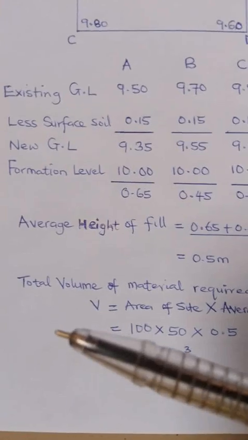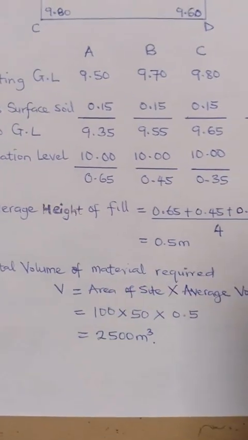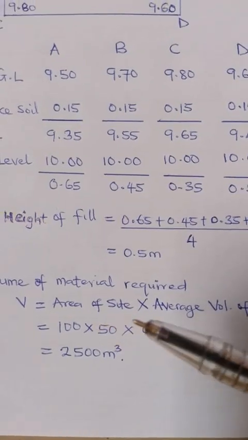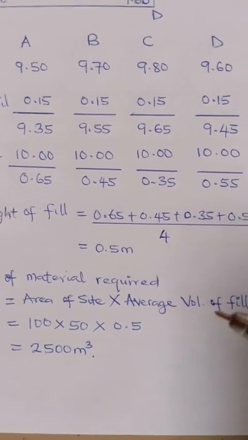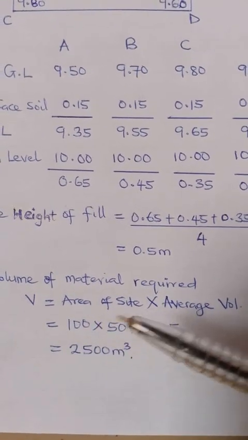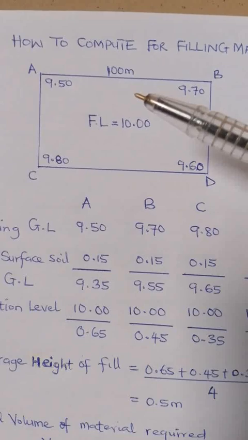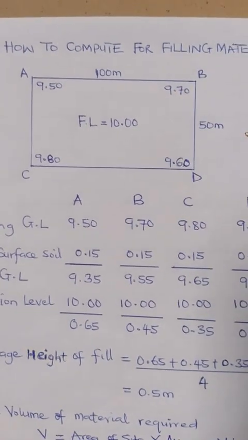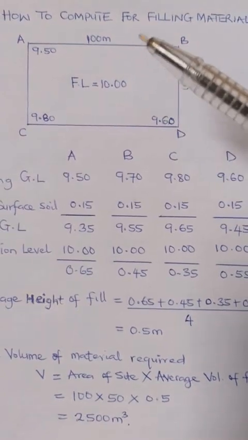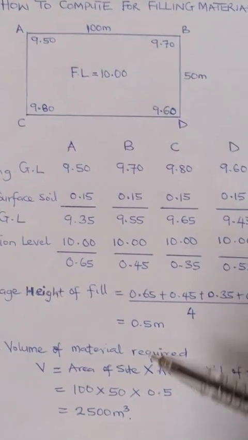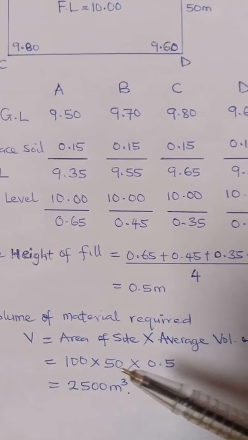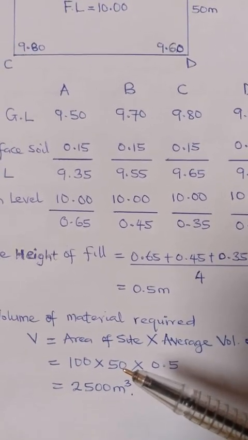So you now go to total volume of material required will now be V equal to area of site times average height of field. So when you now input the area of site, we have 100 meter as the length, 50 meter as the breadth. All right, so the area will now be length times breadth. So that is how we have 100 times 50. Okay, that will give us the area of site.